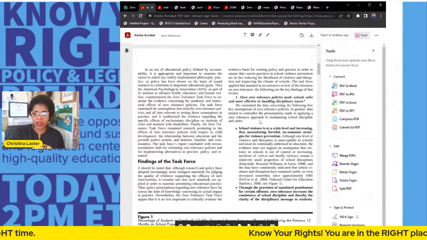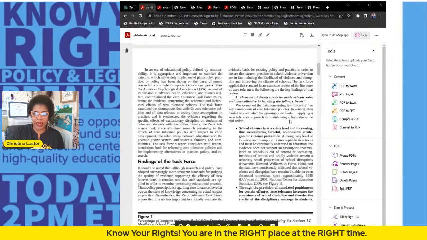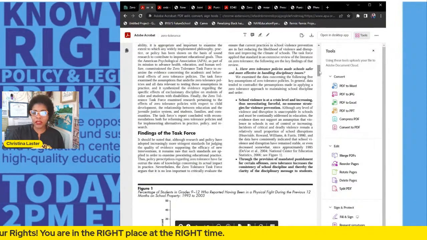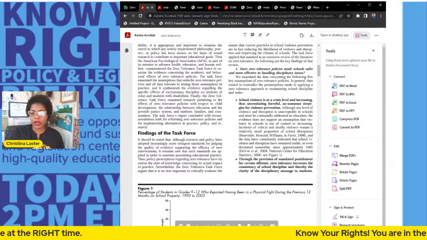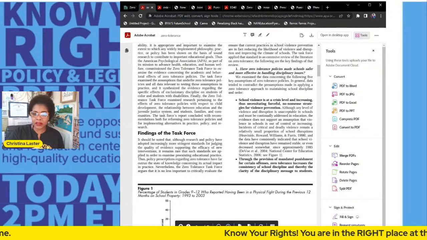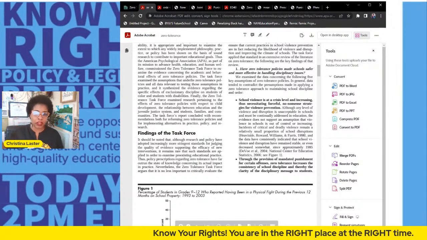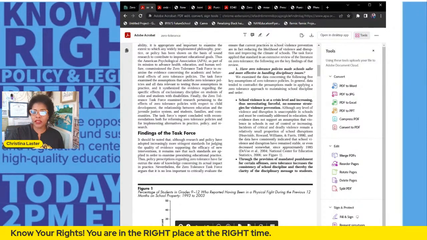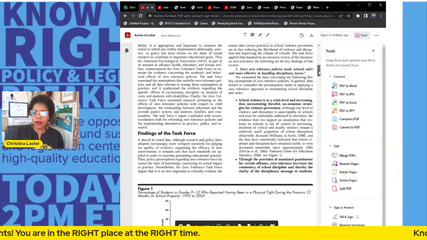They're not maintaining discipline and order, okay? So as you can see, school violence at a crisis level and increasing, thus necessitating forceful strategies for violence prevention. Go through this and look at it.